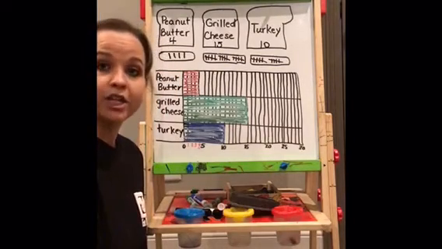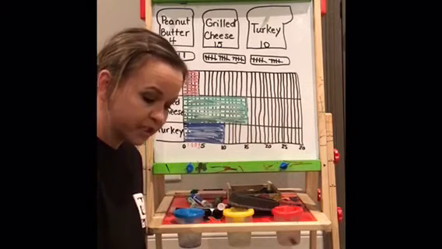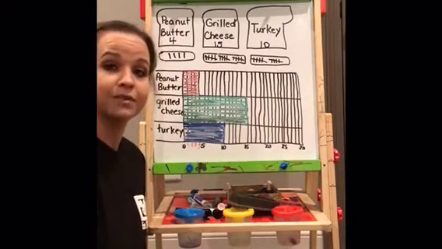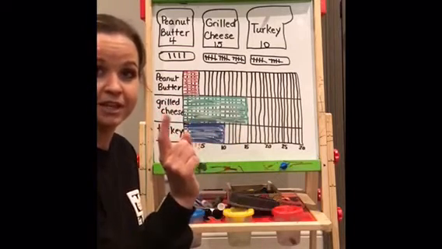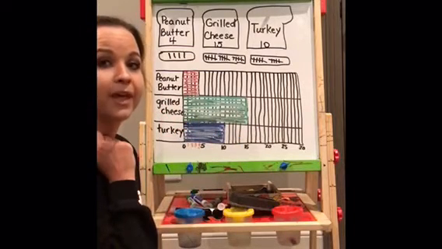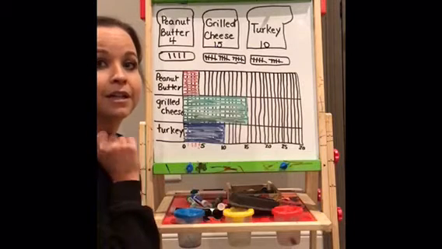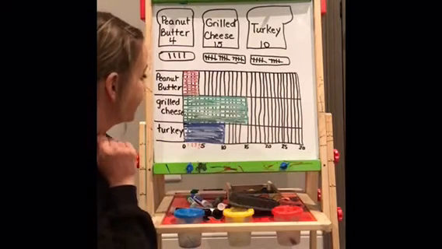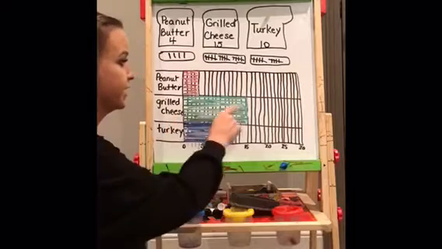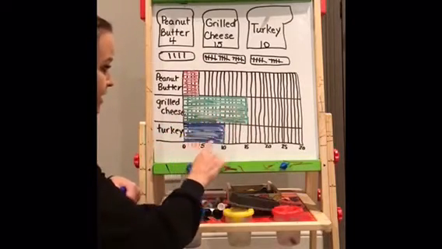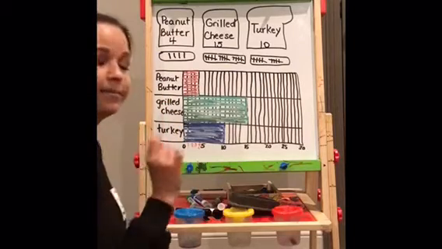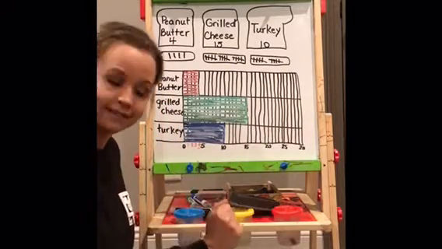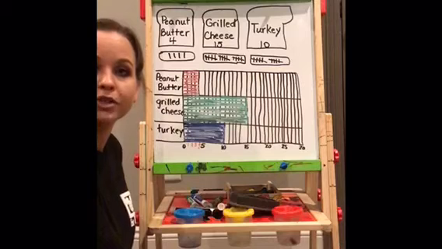Now read question B with me. Which sandwich do the fewest students like? Okay, so if the longest one is the one they like the most, then what would be the one that they like the least? The one that's the shortest. Very good. So peanut butter is the one they like the least. So you can color in the circle under peanut butter.